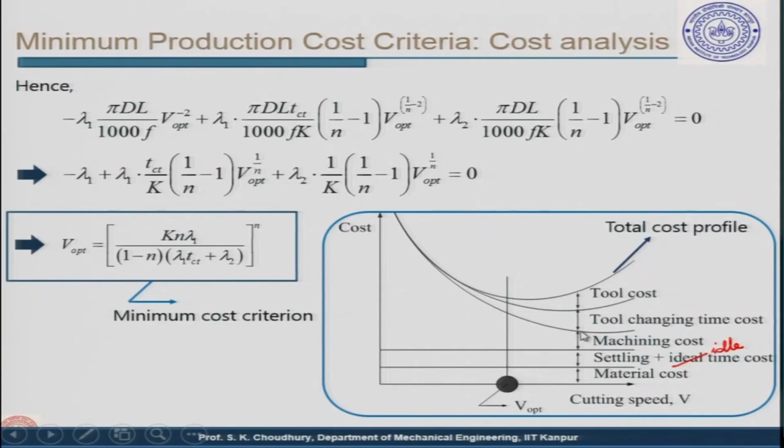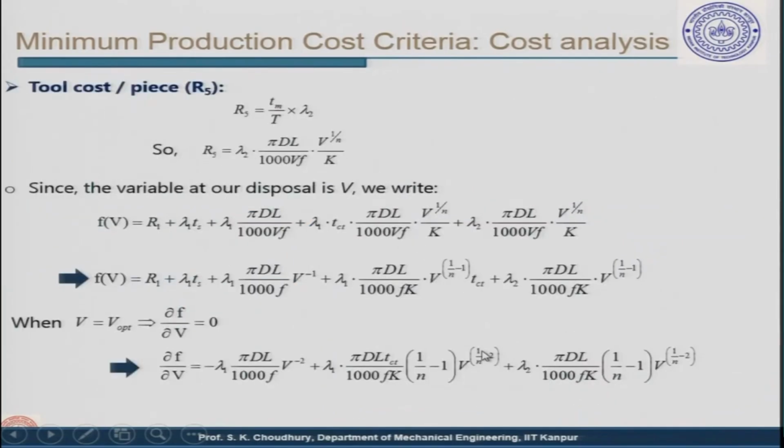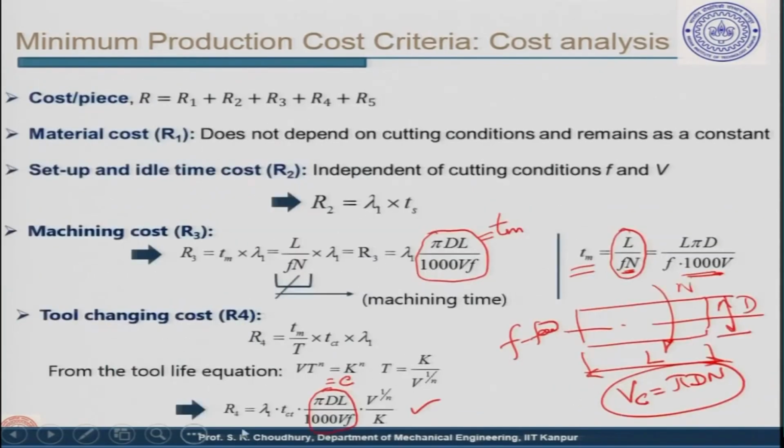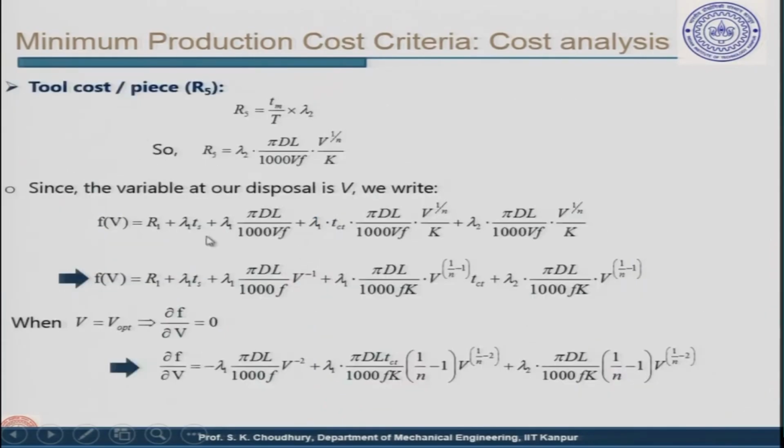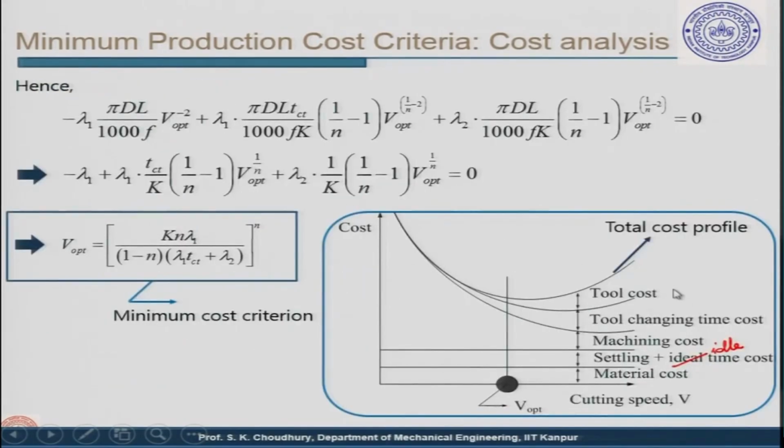Now, similarly, the R4, tool changing time, R4 we found out as this. Here also we have the V to the power (1 minus n) by n minus 1, which is R4. So, this is also a non-linear equation, and therefore, if you analyze that, this curve will go like this. This is the tool changing time cost. And the R5 we have taken also V to the power 1 by n minus 1. So, this is the tool cost.